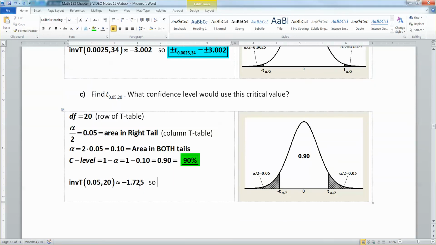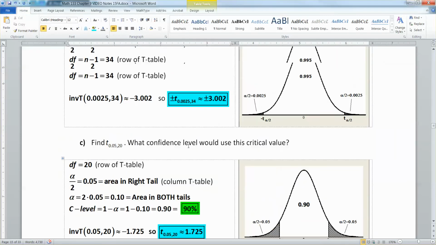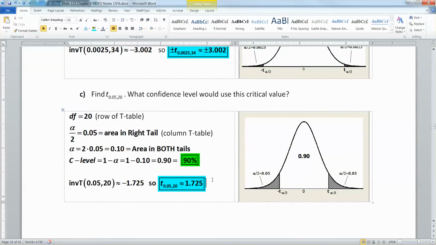So the answer would be t 0.05 is equal to 1.725. And since this is rounded, technically it's an approximation, and I should have done that for all of them. They're approximately, not exactly, because there's rounding going on here. They only asked for the positive value. This symbol is asking for the positive one because the area in the right tail is 0.05, which means you're on the right-hand side. If they want the negative one, they'll put a negative in front of it, or they'll call it t 0.95 because 0.95 is to the right of that.